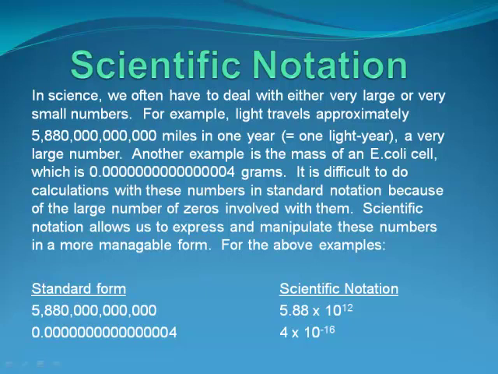So for the above examples, the speed of light there, which is written in standard form to your left, looks like this in scientific notation: 5.88 times 10 to the 12th. Okay? It's the same number, it's just written differently. But you would agree that it's much easier to write it in scientific notation than the original standard form that we introduced it in. Same thing is true with the weight of that E. coli cell. There's just an unmanageable number of zeros in front of that 4, but written in scientific notation, that number is 4 times 10 to the -16th.